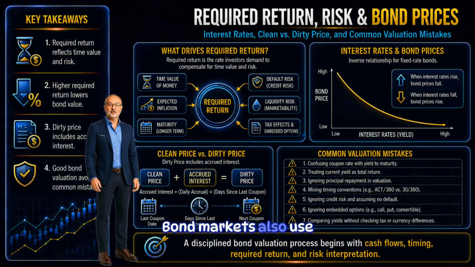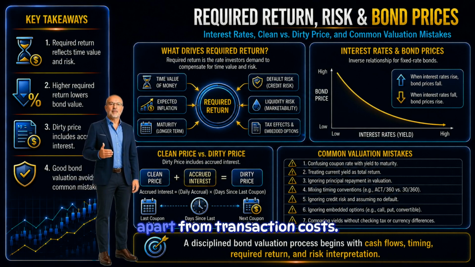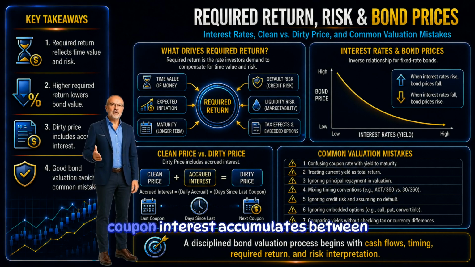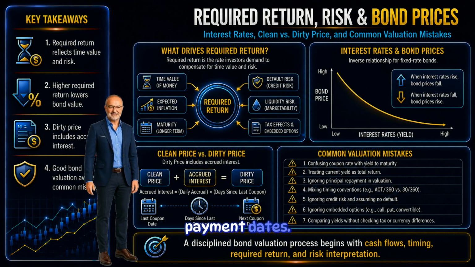Bond markets also use quotation conventions. The clean price excludes accrued interest. The dirty price includes accrued interest and is closer to the actual amount paid at settlement apart from transaction costs. Accrued interest matters because coupon interest accumulates between payment dates.